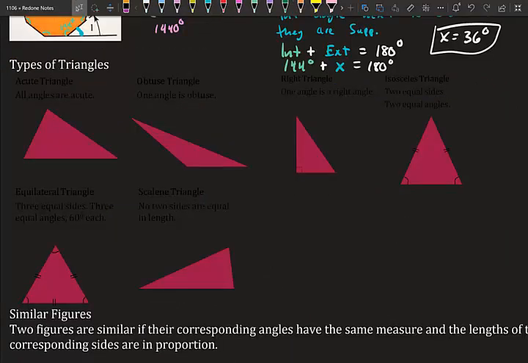Types of triangles. Acute triangle, all angles are acute, meaning less than 90. Obtuse, one angle is obtuse, meaning one angle is more than 90. Right triangle, one angle is a right angle. Isosceles, two sides and two angles are equal. Equilateral, everything's equal and each angle is 60 degrees inside. And a scalene, nothing's equal, it's just a wonky triangle.